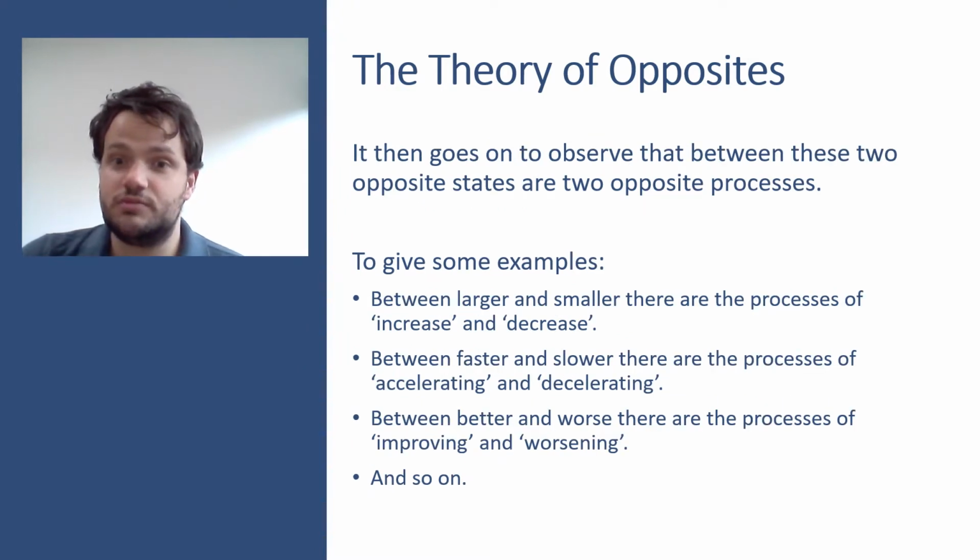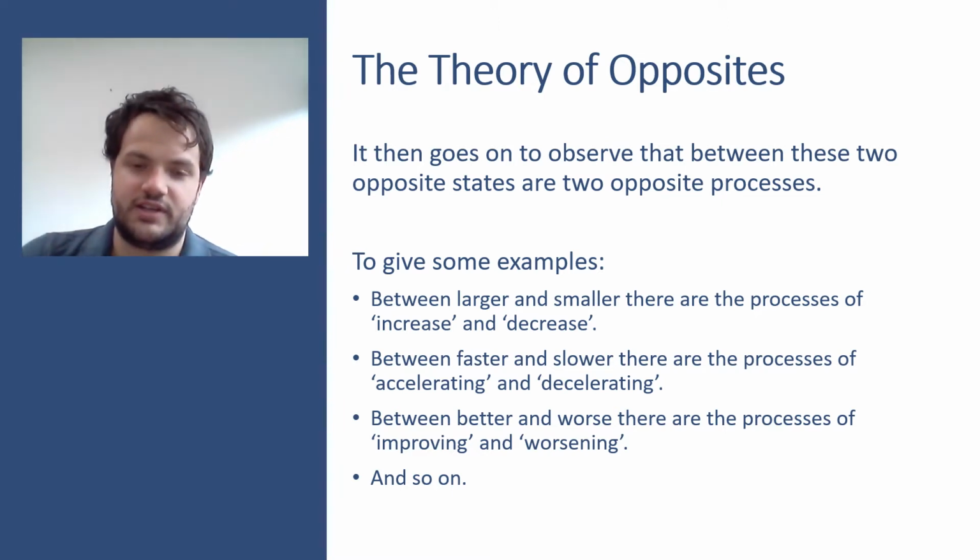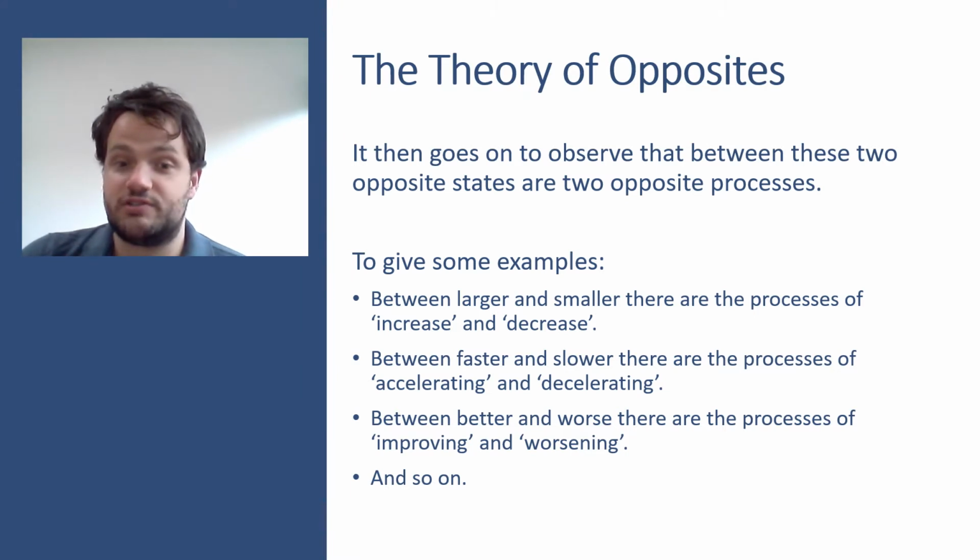It then goes on to observe that between these two opposite states are two opposite processes. So again, to give some examples, between larger and smaller, there are the processes of increase and decrease. Between faster and slower, there are the processes of accelerating and decelerating. Between better and worse are the processes of improving and worsening, or something to that effect. You get the idea.